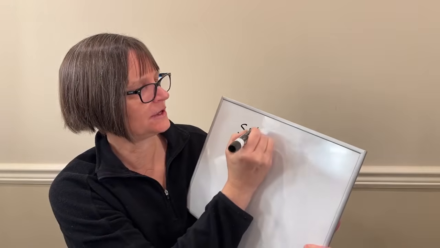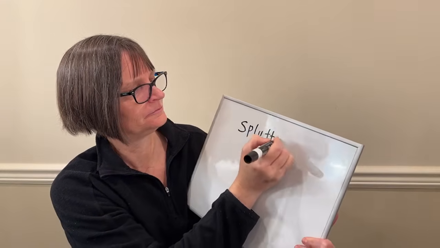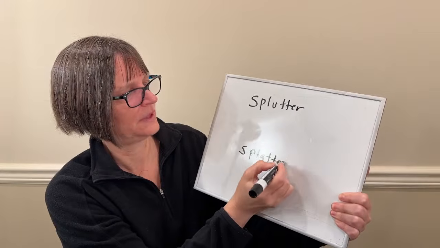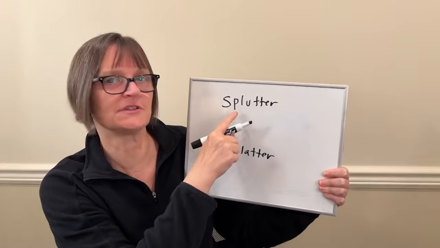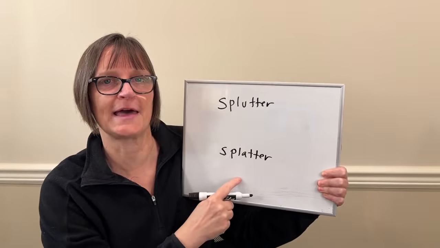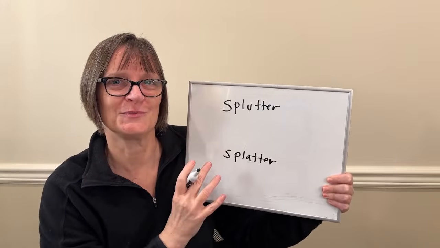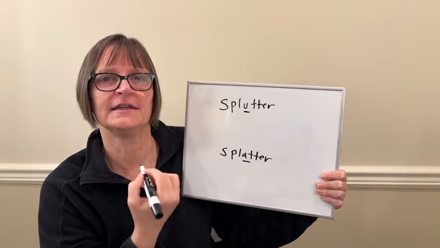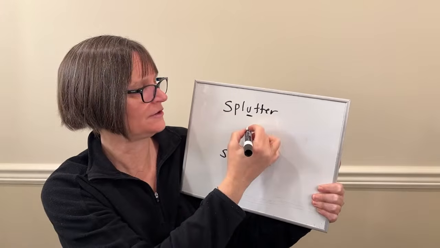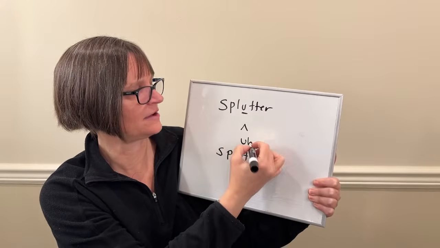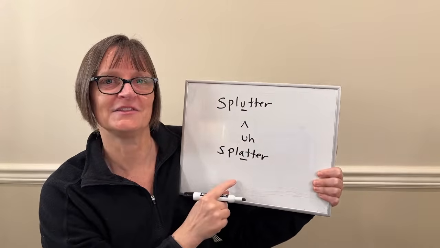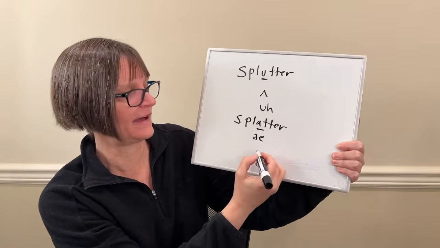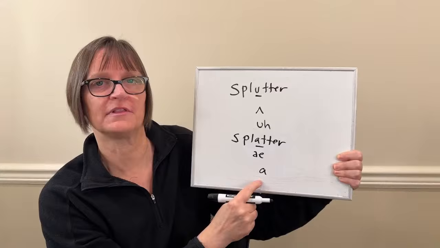So let's take a look. Okay, let's look at how to pronounce splutter versus splatter. So there's only one difference between these two, and of course it's the letter U and the letter A. In splutter, letter U says the sound, vowel schwa. In splatter, letter A says the sound, the black cat vowel, which we typically just spell with letter A.